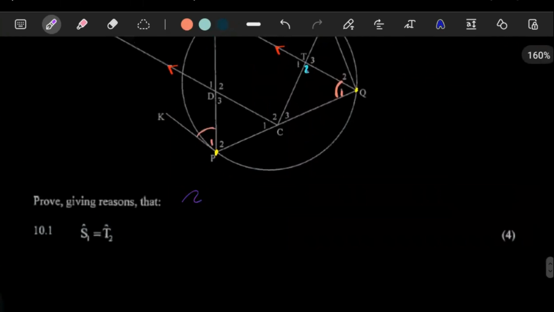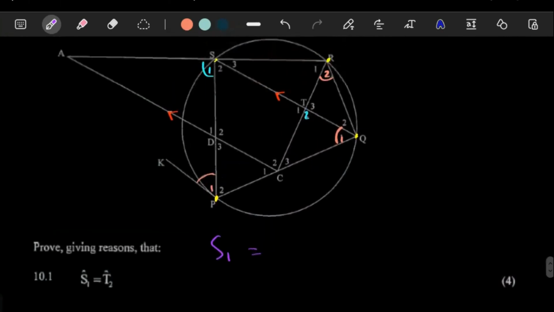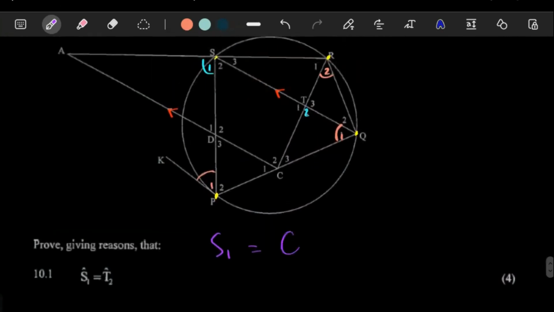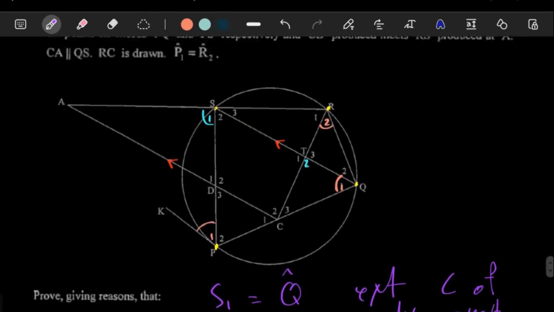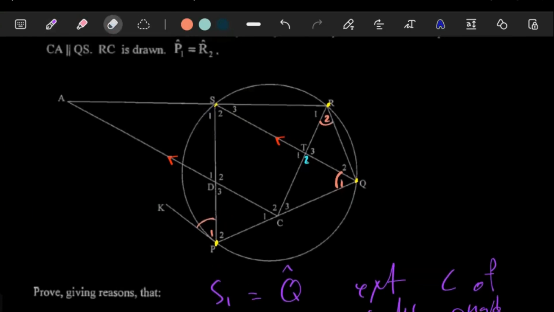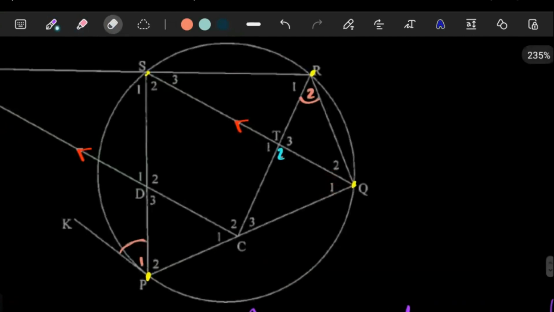So let's start with what we're saying. S1 is going to be equal to Q. The reason is exterior angle of cyclic quadrilateral. Let's see, maybe color coded. Let's move this so that we don't get confused. So we have this here equal to that whole thing over there, and we're trying to show that it is equal to this part over here.